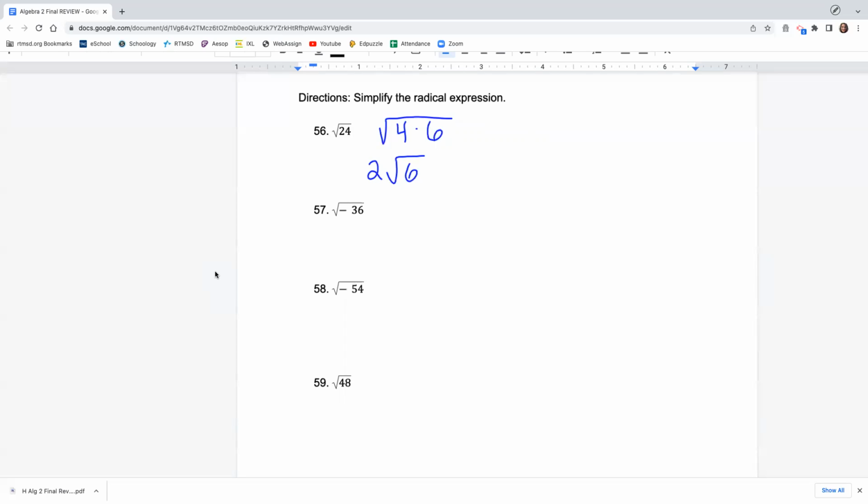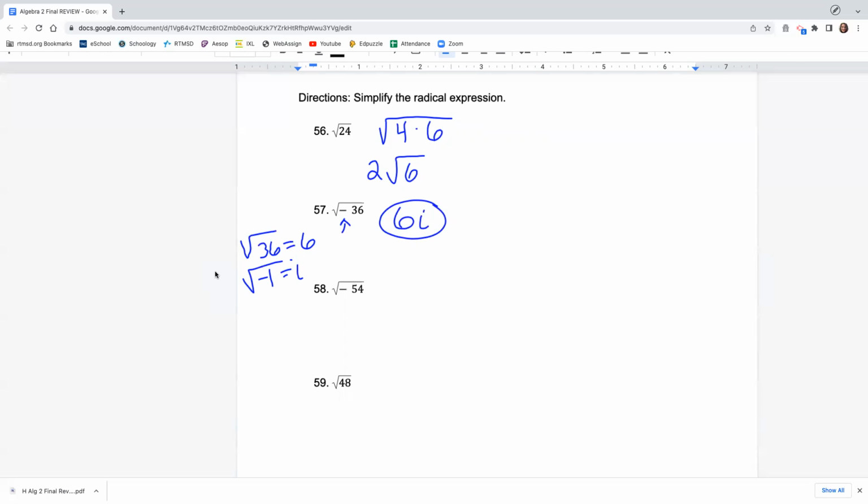This negative symbol is inside the square root. The square root of 36, positive 36, just equals 6. The square root of negative 36, you have to remember that the square root of -1 equals i. So this is the same thing as 6i. This is an imaginary number.